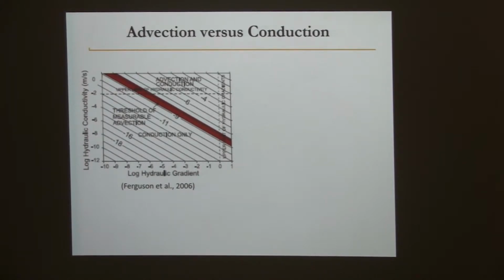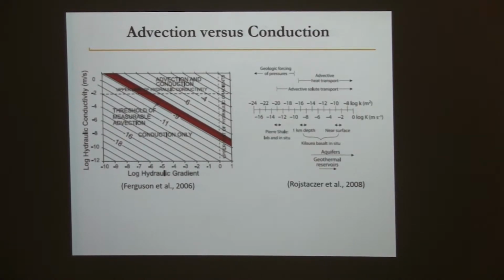So typically this is the classical scheme that Ferguson et al. did to summarize where you expect to have advection and conduction. There are other presentations. Here you can see the variation of intrinsic permeability in logarithmic scale, or the corresponding hydraulic conductivity. And typically, what you expect for advective heat transport is that you will have it for permeability that is larger, or hydraulic conductivity larger than 10 to the minus 9 or 10 to the minus 8 meters per second.